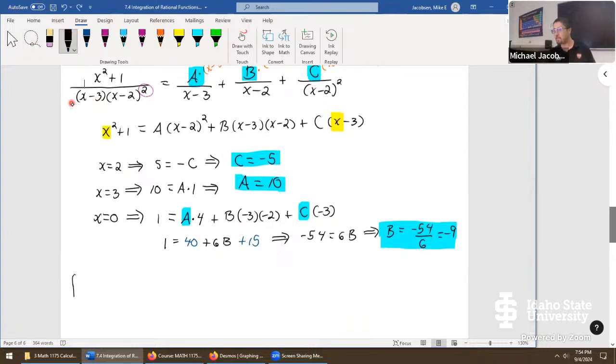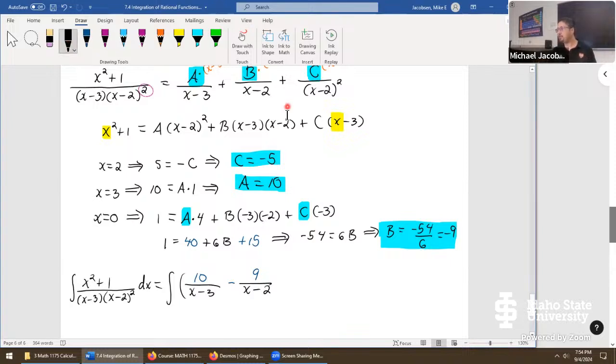We're integrating x squared plus 1, x minus 3 times x minus 2 squared dx. And coming up here, we're just filling in the information. We'll start with a came out as a 10. So 10 divided by x minus 3 plus b. B is a -9, so I'll go minus 9 divided by x minus 2.